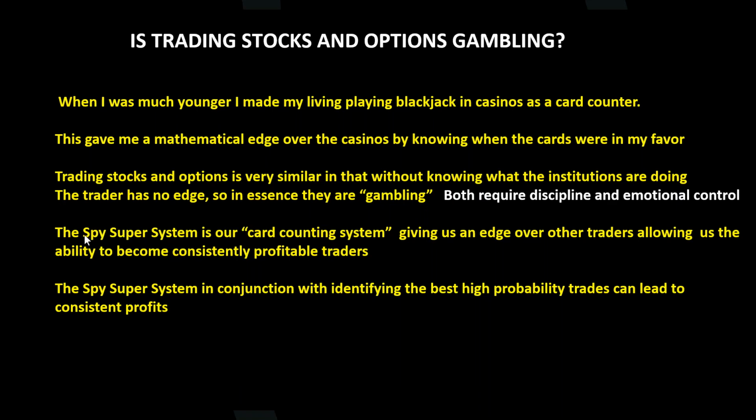So the way I look at it, the SPY Super System, which is the software that we use, it's our card counting system. It gives us an edge over the other traders, allowing us the ability to become consistently profitable. In other words, we know when the institutions are in there and we want to join them. Remember, we're not going to take any money from the institutions. We're taking money from other retail traders who don't have the same knowledge that we have. They don't have the same tools that we have, and they don't have the same strategies and methodologies that we have. So that gives us a huge edge over that, and that's how we make money consistently.